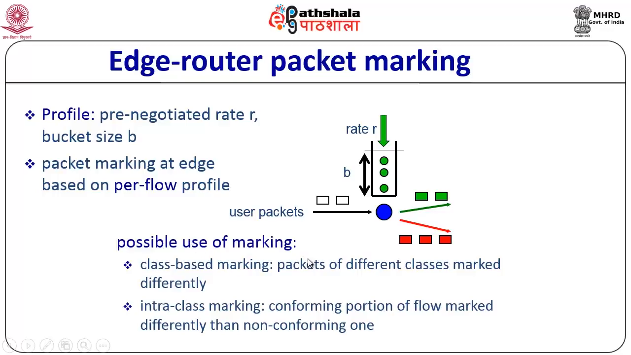Okay. So possible uses of this marking are basically that you can mark different classes differently. Okay, just a class based marking as we can call it, or you can have intra class marking. That is, out of the flow that is marked, the conforming portion of the flow can be marked differently, and the non-conforming ones can be marked differently. That is within one class, right? We talked about something called in profile and out of profile. Now that is for within a class. Across classes also, for different classes you can have different markings that you could use.